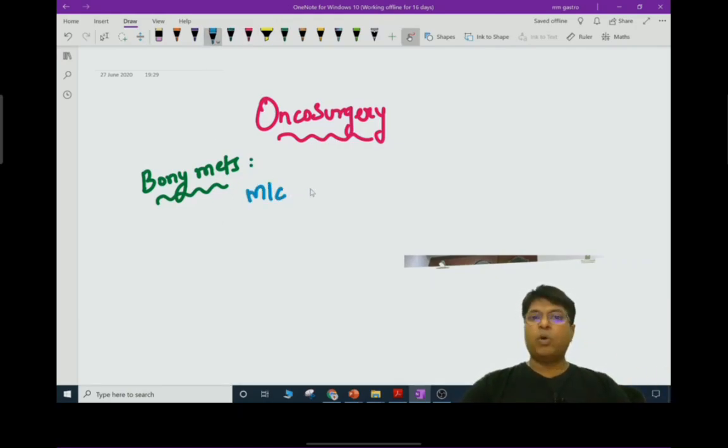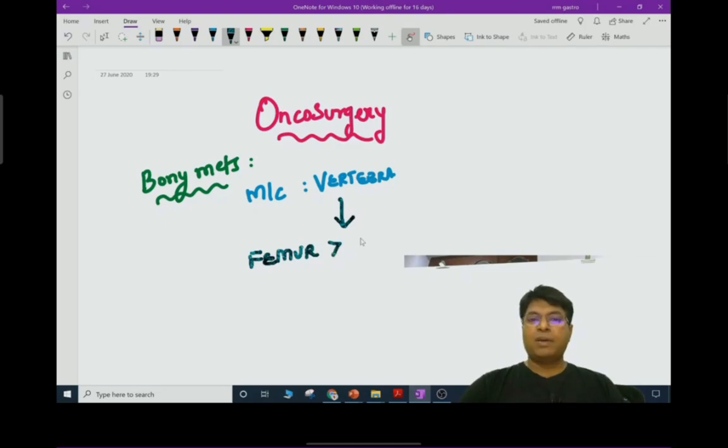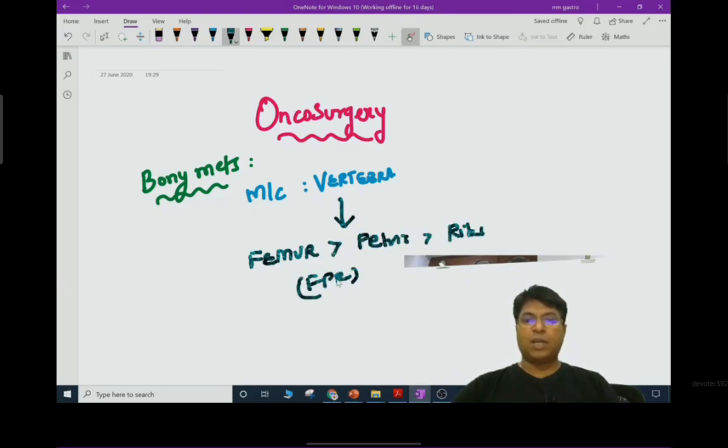So what is the most common bone involved? The most common bone involved in bony mets is vertebra. Please don't forget that. Also, in exams we can get questions on the order of appearance. After vertebra, the next common site is femur, followed by pelvis, followed by ribs. Remember as FPR. After vertebra, the order is femur, pelvis, and ribs.